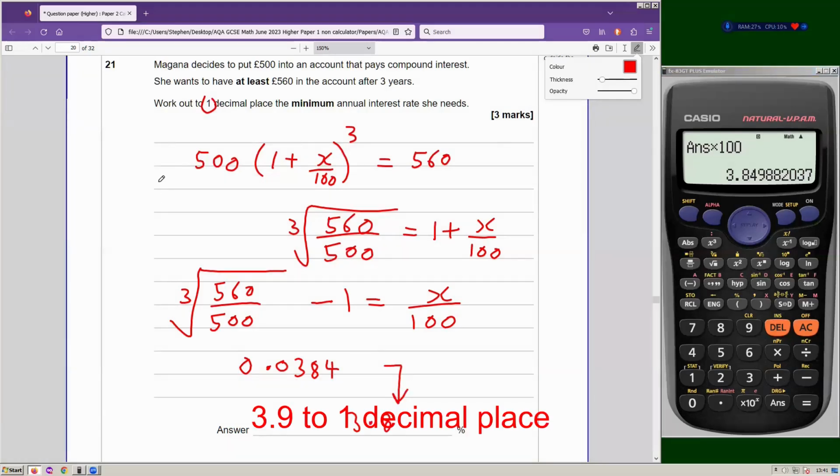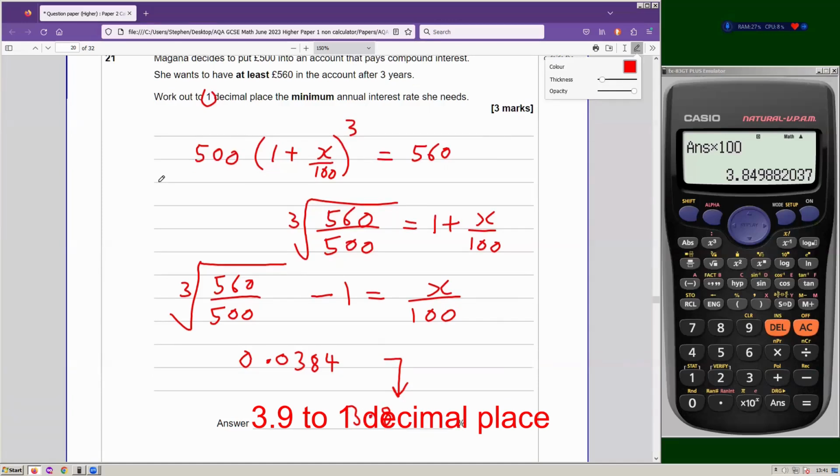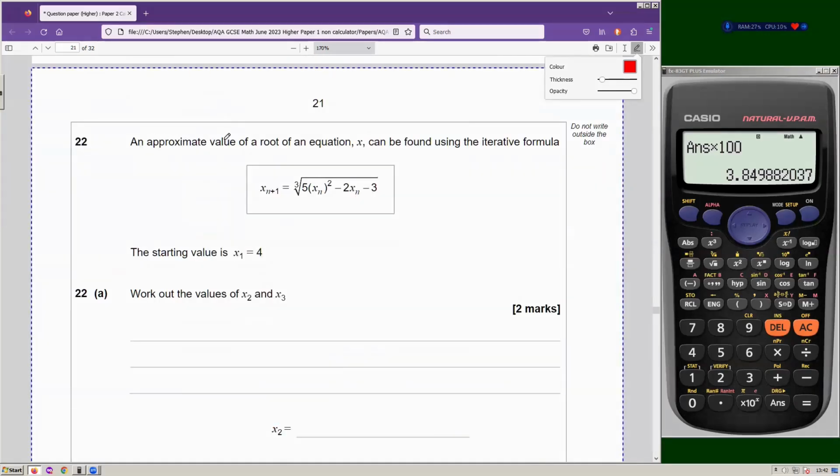This could also have been done by trial and improvement. An approximate value of a root of an equation x can be found using the iterative formula x n plus 1 equals the cube root of this lot. Basically you put a value in, find out what the result is, stick it back into the next equation. You iterate effectively. The starting value, x1, is 4. So we put 4 into this.